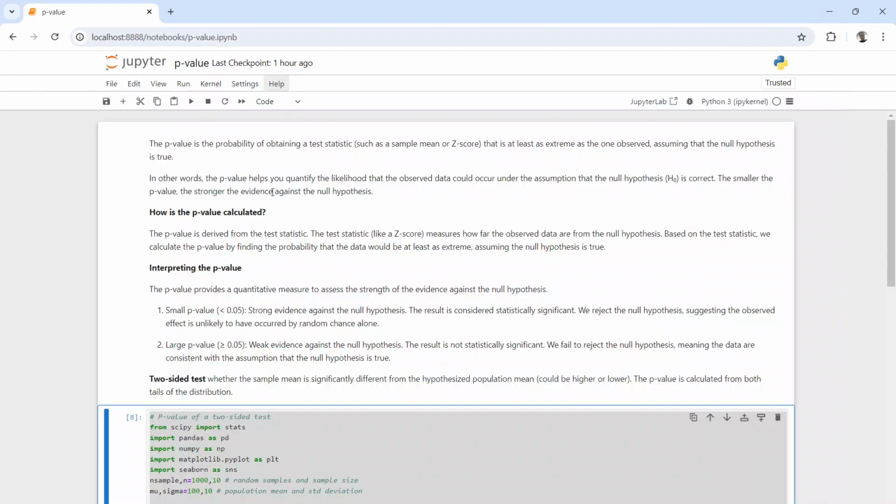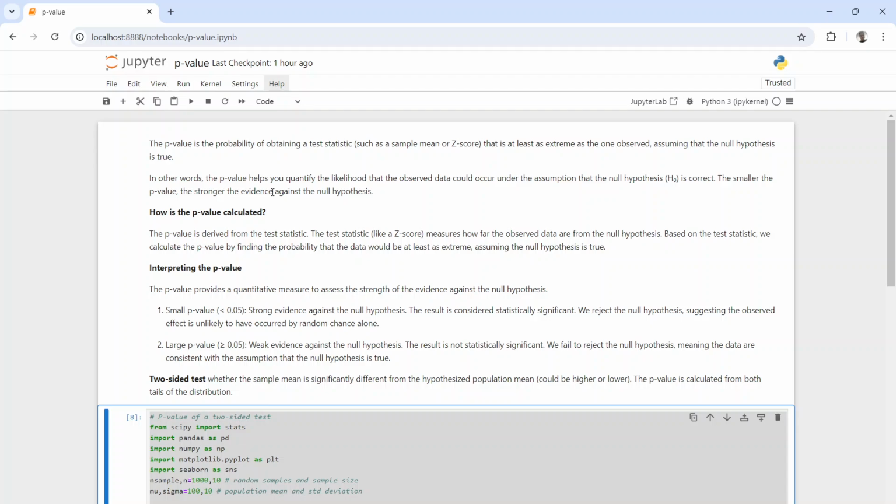Now I will talk about the p-value and how it can be used for a two-sided test. So basically, the p-value is the probability of obtaining a test statistic, such as the sample mean or z-score, that is at least as extreme as the one observed, assuming that the null hypothesis is true. In other words, the p-value helps you quantify the likelihood that the data could occur under the assumption that the null hypothesis is correct. If we have a smaller p-value, it suggests that we have stronger evidence against the null hypothesis. So how is it calculated?